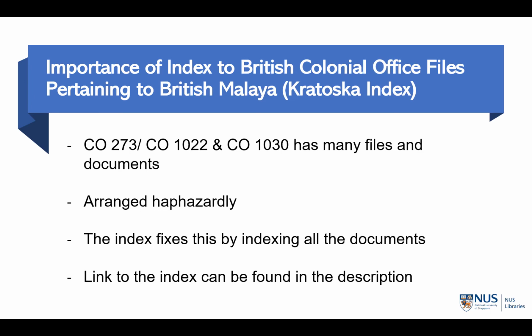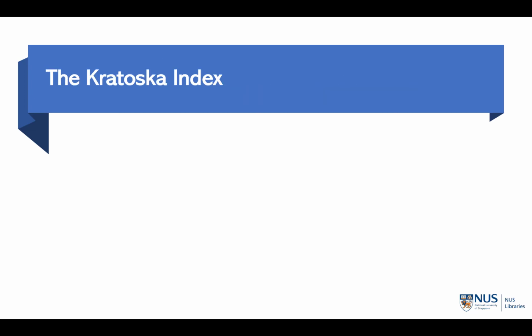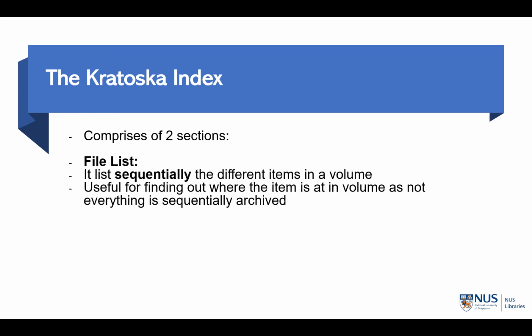NUS Libraries has both the hard copy and the soft copy. The links to both can be found in the description below. The Kratoska Index comprises 2 sections. The first is the file list, which lists sequentially the different items in a particular volume. It is useful for finding out where the item is located in that volume, since the documents are not arranged in sequential order.